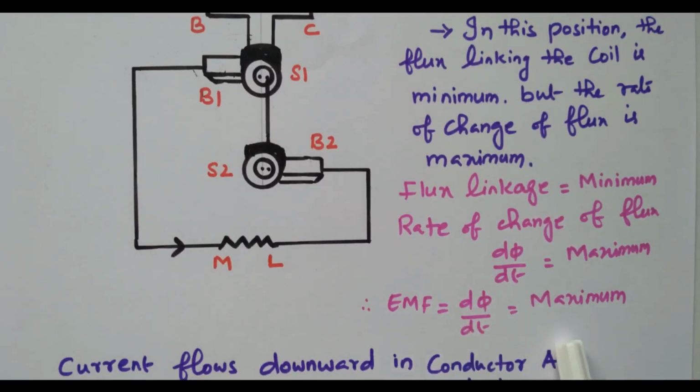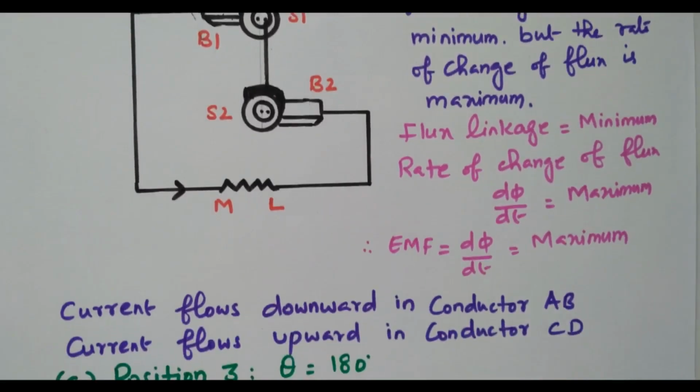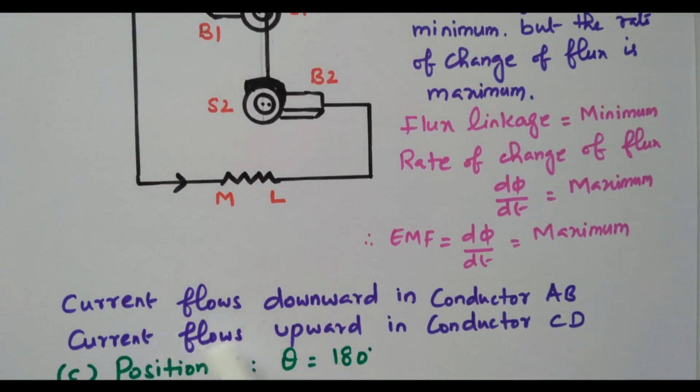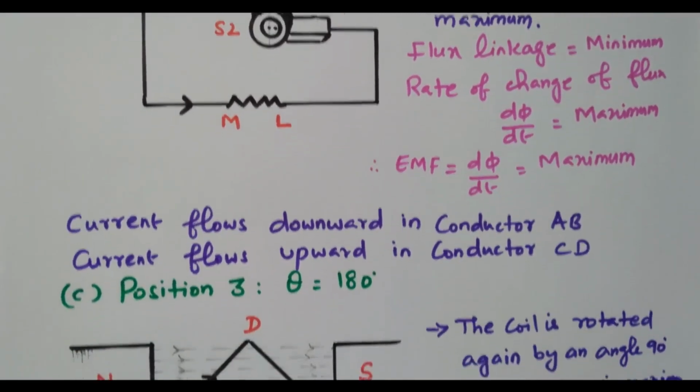Right? At 0 degree, the EMF is 0. At 90 degree, the EMF is maximum. So in between 0 to 90 degree, it slowly increases from 0 and reaches the maximum value at 90 degree. Right? So in this position, the current flows downward in the conductor AB and upward in the conductor CD. Now we will go to the third position.